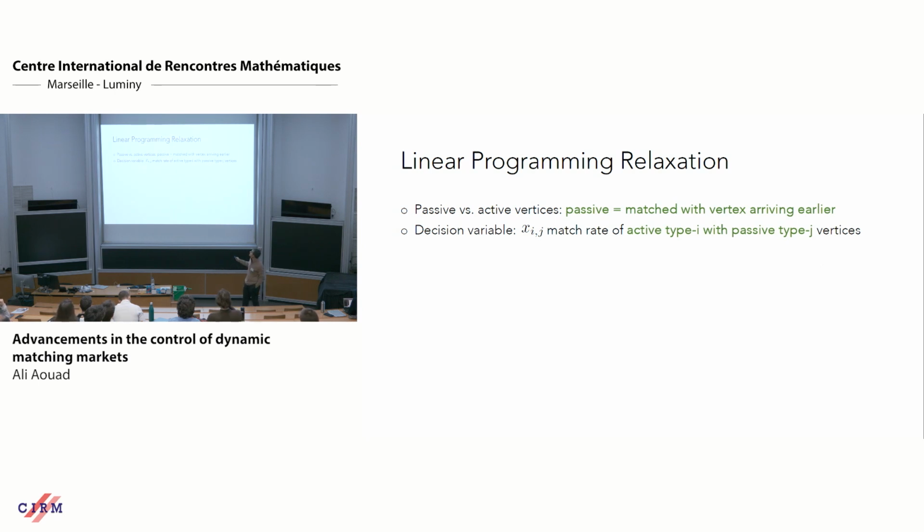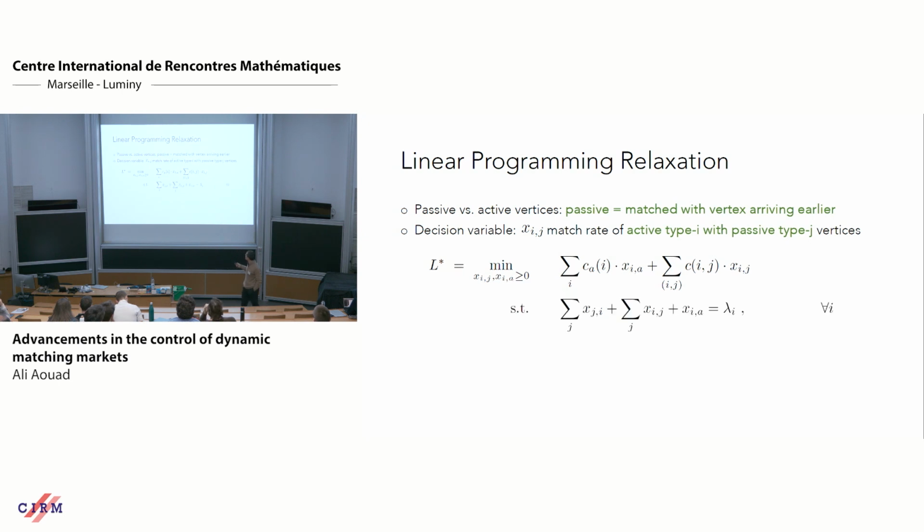And then we're going to introduce a decision variable, x_ij, for the match rate between active type i and passive type j agents, induced by that policy. So you have some policy that's going to induce some x_ij. And what I want to write down is a linear program that is a relaxation of the collection of all feasible policies. So first of all, once I have these x_ij's, if this is truly a policy that describes the rate at which these matches occur, I can write the objective. It's just a linear objective.